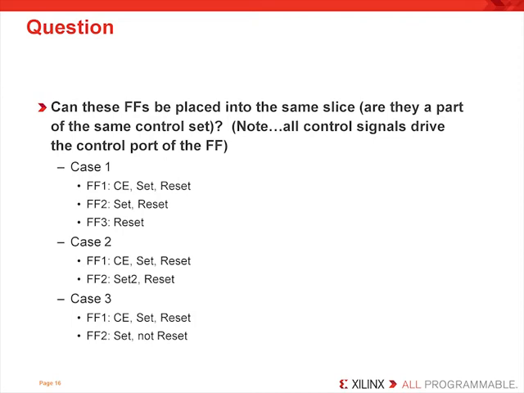So in case number 1, we've got 3 flops. The first with a clock-enabled set and reset, the second with the same set and reset, and the third with just the reset. Our next case, we've got 2 flops. The first with a clock-enabled set and reset, and then the other with a different set signal, but the same reset. And in our third case, we've got the first flop with a clock-enabled set and reset, and then the other flip-flop to have just the same set, but a different reset. In this case, an inverted reset of the first. So, take a second, pause the recording, and note what you think about each case, and try and get an idea of a good answer in your mind before proceeding to the next slide.